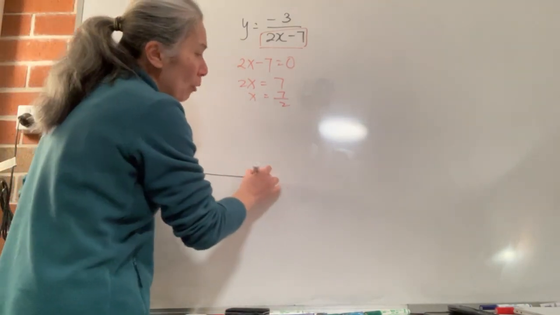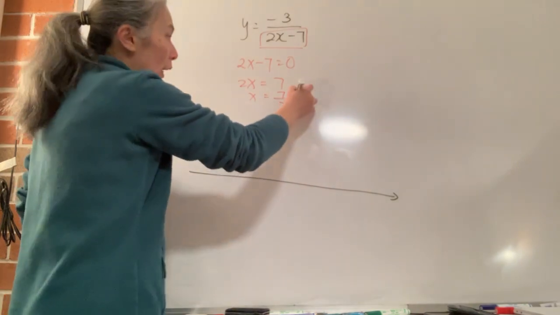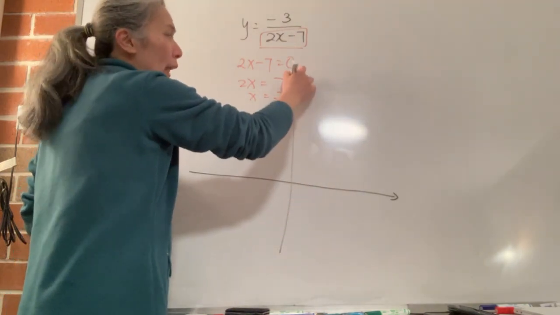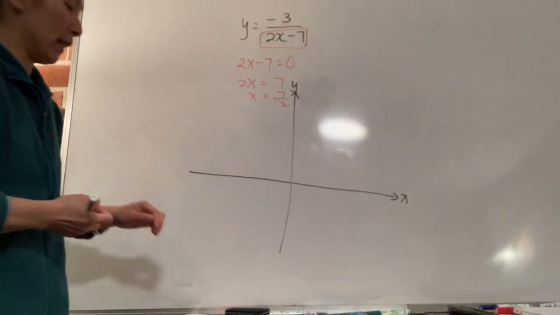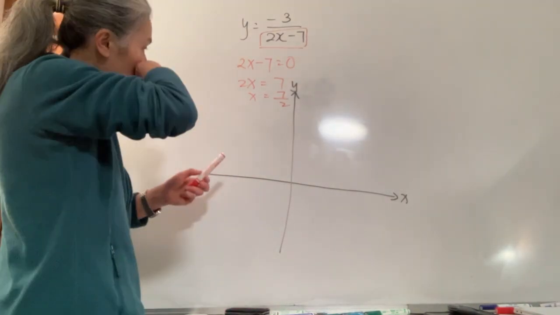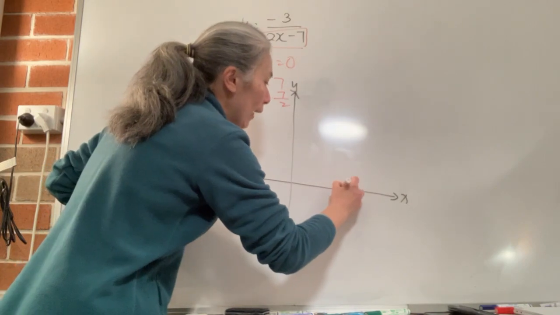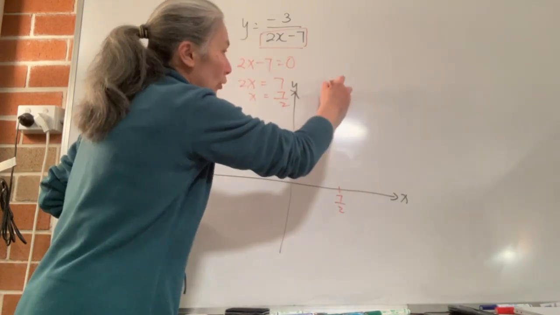The meaning of asymptote is where your curve shouldn't be touching it. You are getting very close to it, but you never touch it. When you get big, the number gets big. So x equal to 7 on 2, maybe here. Put a dotted line.